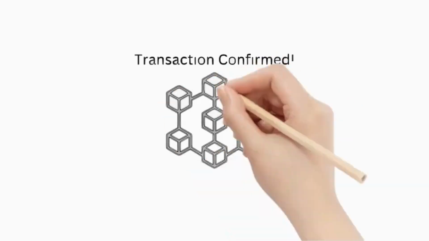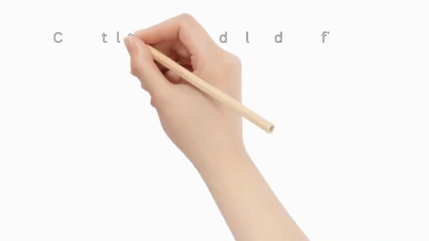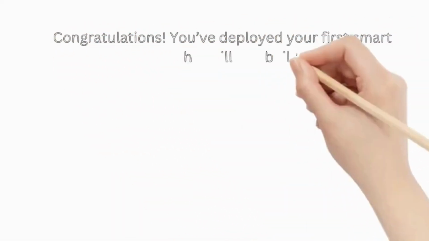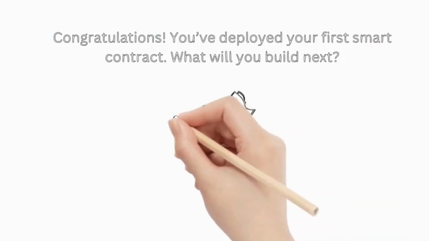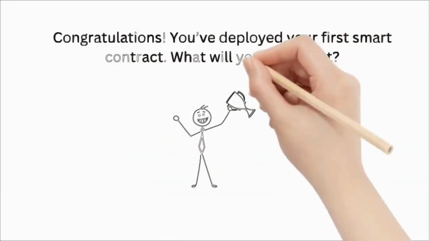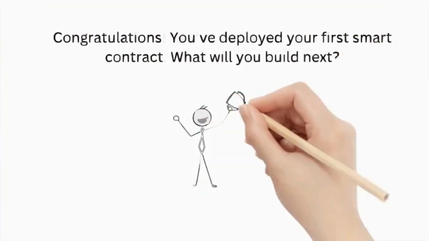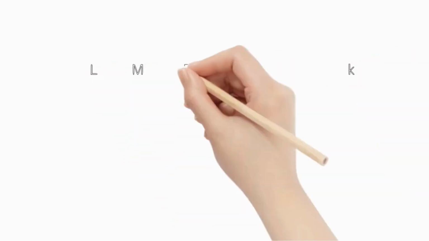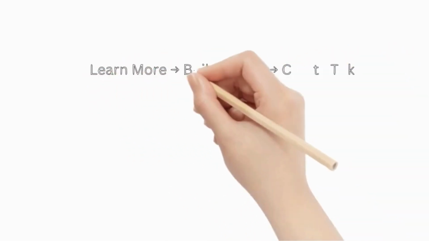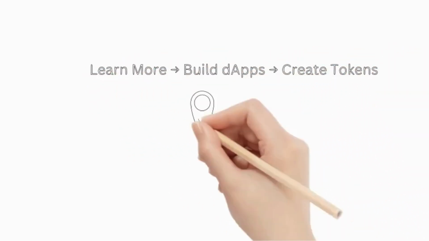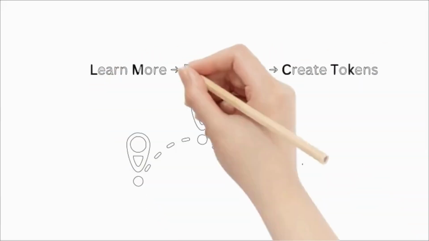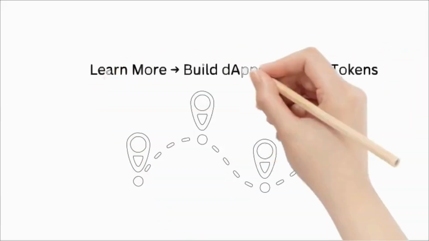Congratulations! You've just built and deployed your first smart contract on Ethereum. How awesome is that? Now that you've got the basics down, the possibilities are endless. You can explore more complex contracts, build dApps, or even create your own cryptocurrency. If you plan to build more advanced contracts, learning Solidity programming is recommended.